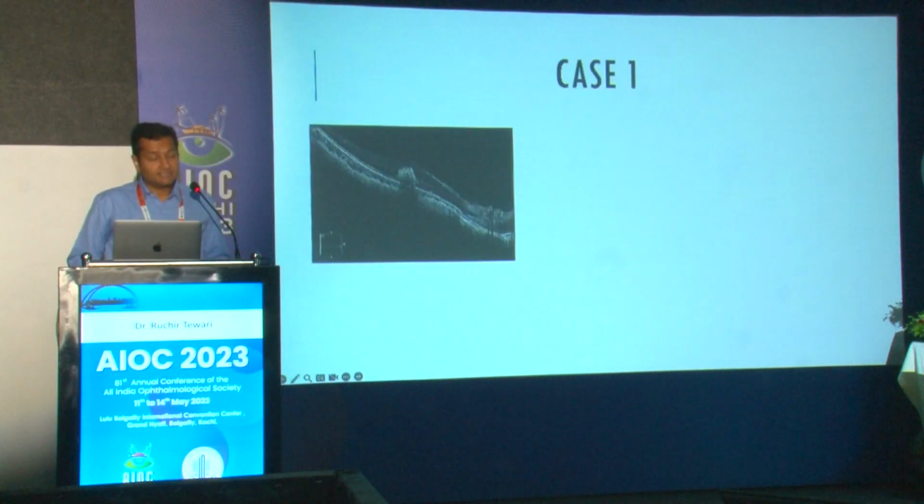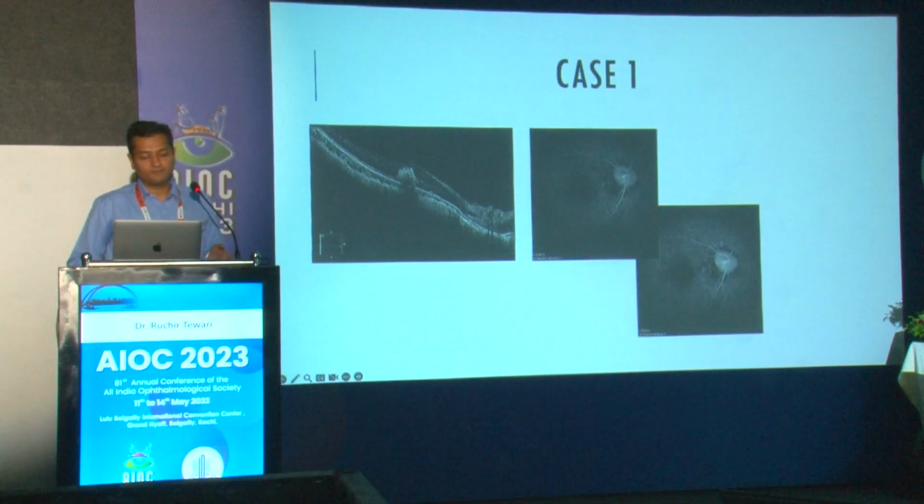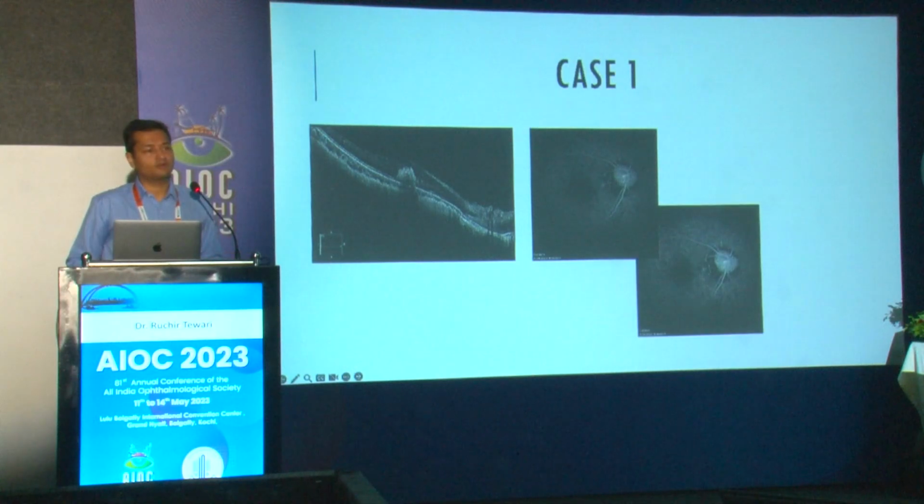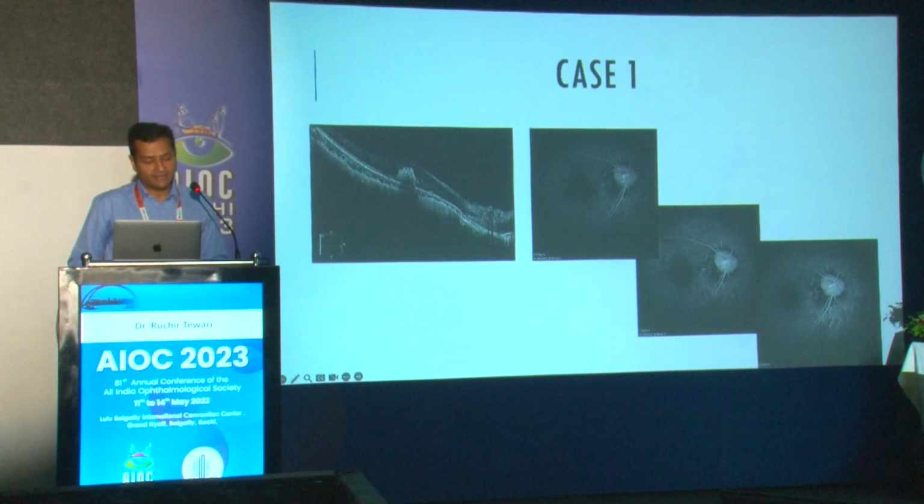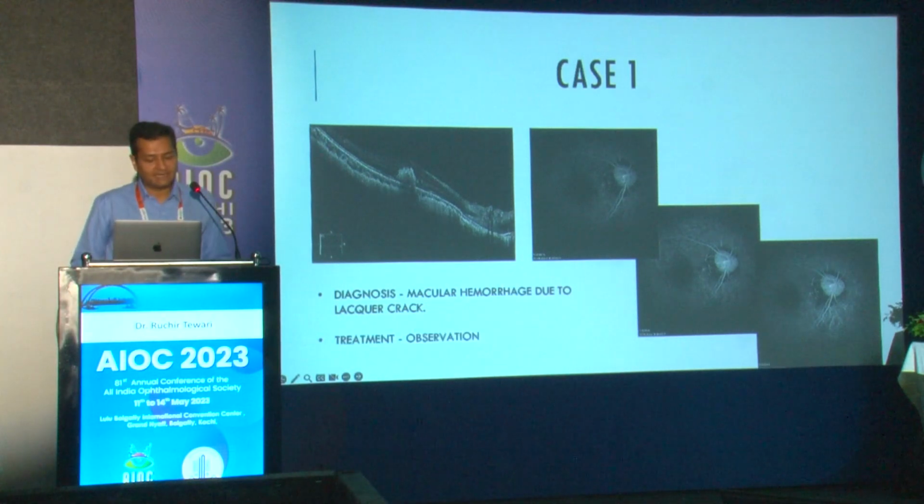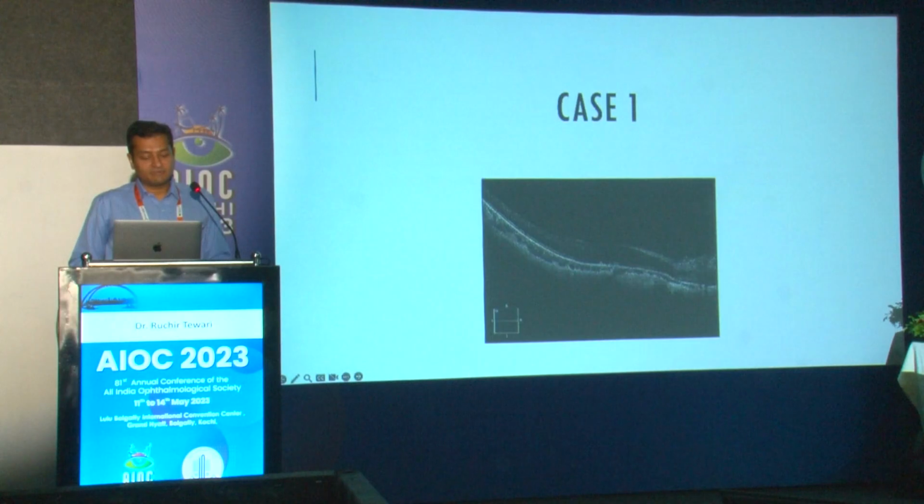On doing an OCT, I find this to be a hyperreflective mass. To confirm the diagnosis, I do an angiography, which does not show any leakage at any point in time. So this is a case of a macular hemorrhage due to a lacquer crack, and the treatment is only observation. Nothing is required in this particular case. No displacement with gas, no anti-VEGF injections are going to help this child. And when this patient came back six months later, the bleed had resolved and the vision had improved to 6/12.